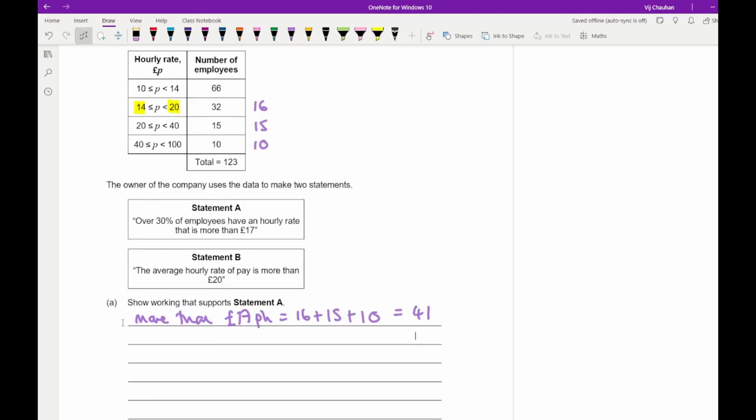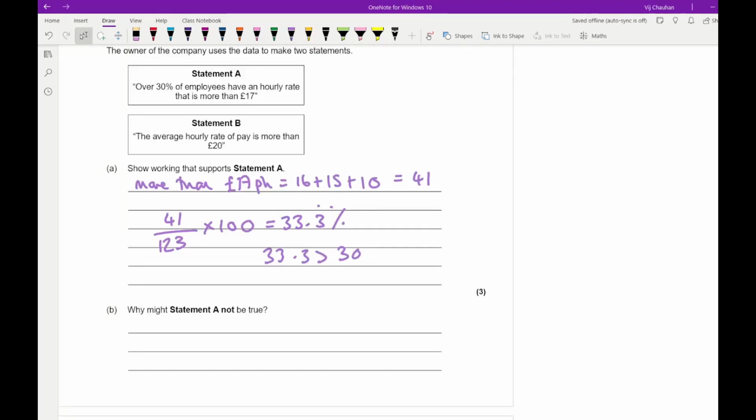So then to work out the percentage, all I need to do is do the frequency of what I'm wanting, which is 41, over the total frequency, which is 123, multiply that by 100, and if I type that into my calculator, I get an answer of 33.3 recurring percent, which is higher than 30.